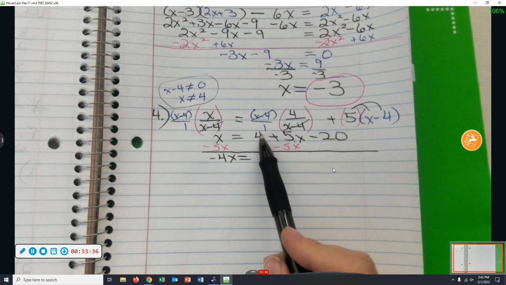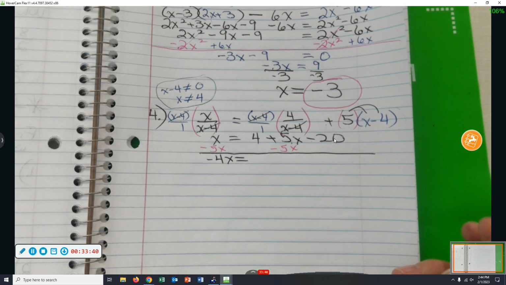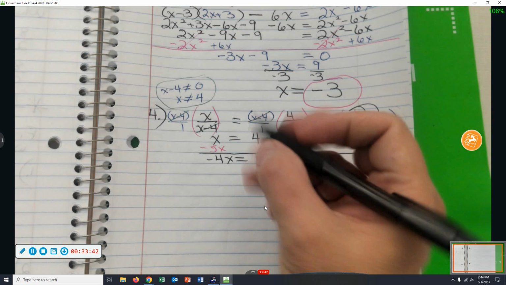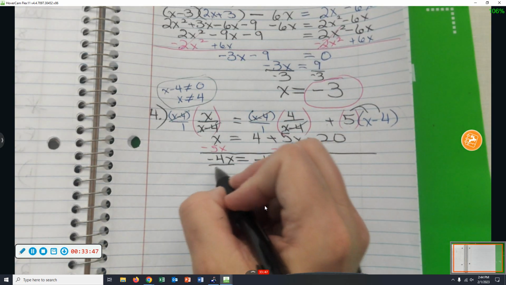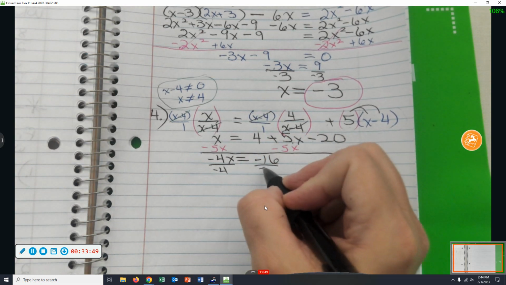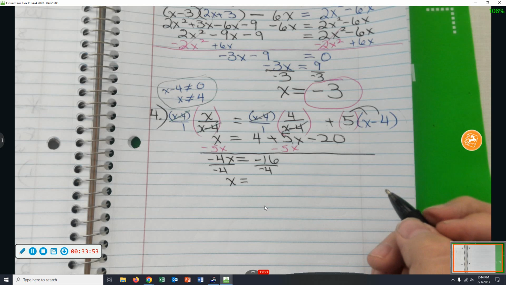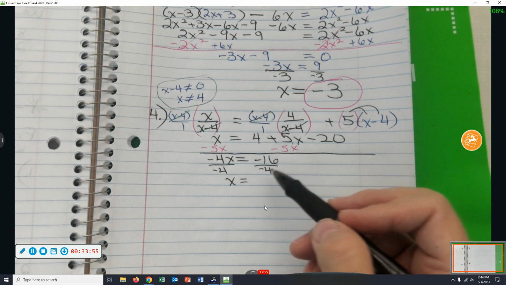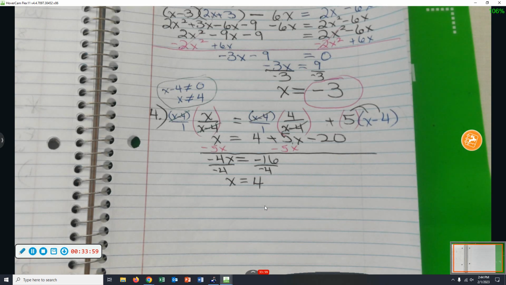Okay. Hey, what about 4 minus 20? We never combined those constant terms. 4 minus 20 gives me negative 16, and then that's going to give me x equals negative 16 divided by negative 4 gives me a positive 4.